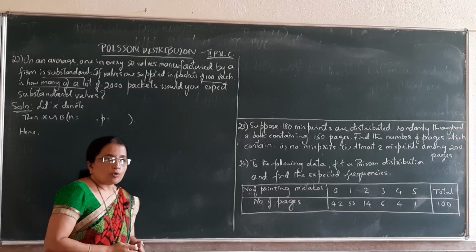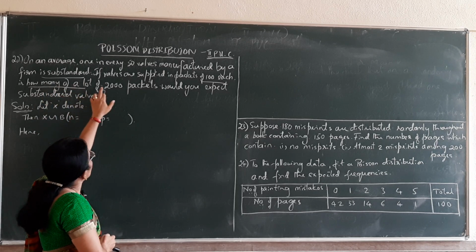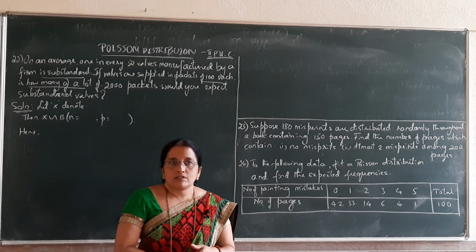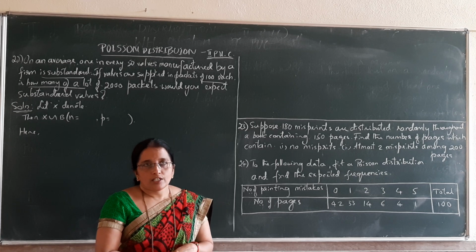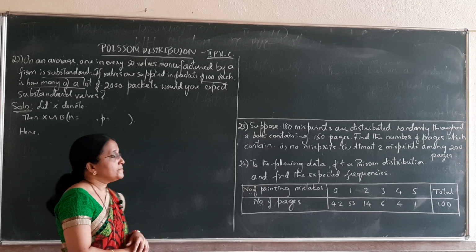Here first note, it is asked to find how many of a lot of, that is how many items, how many persons. In such cases, what we must use is the theoretical frequency function, T(x) is equal to n into p(x).